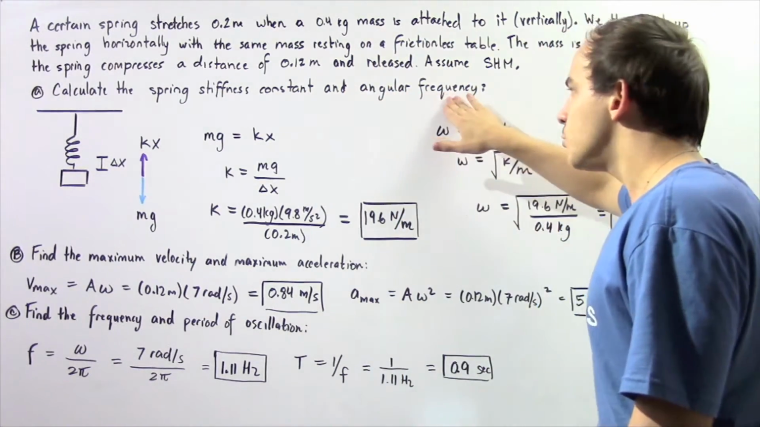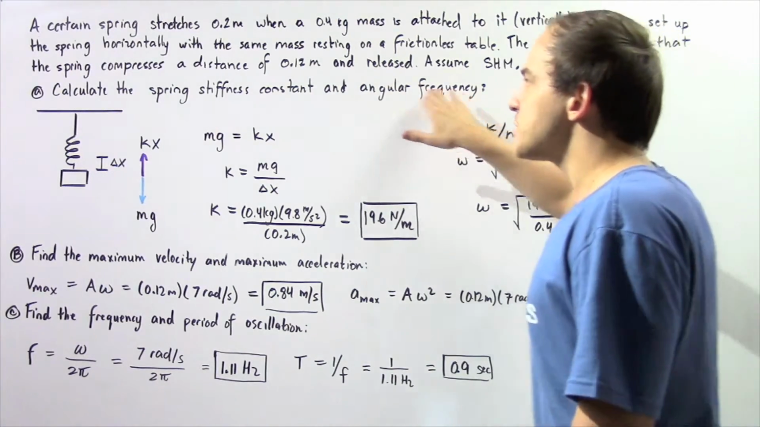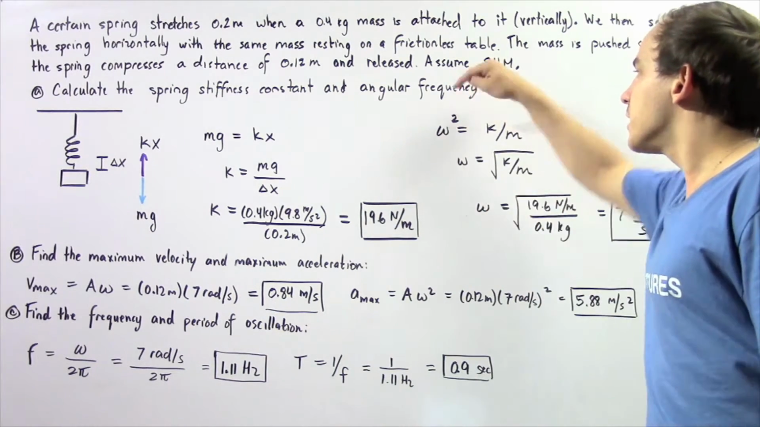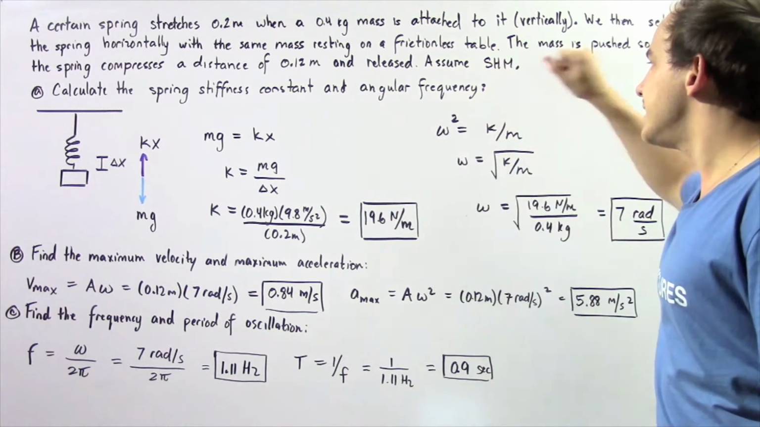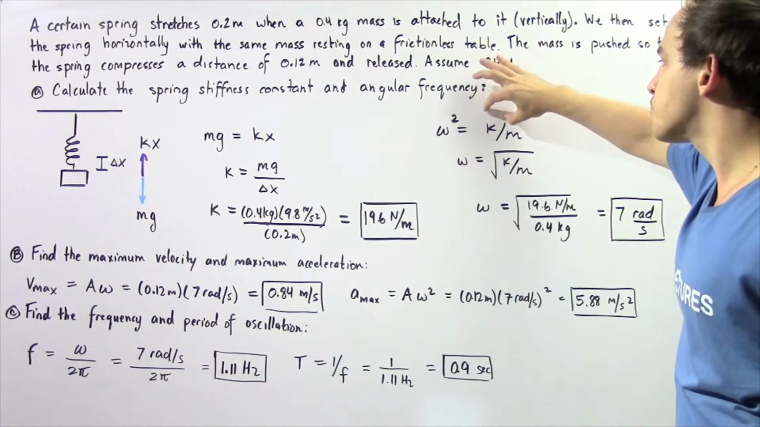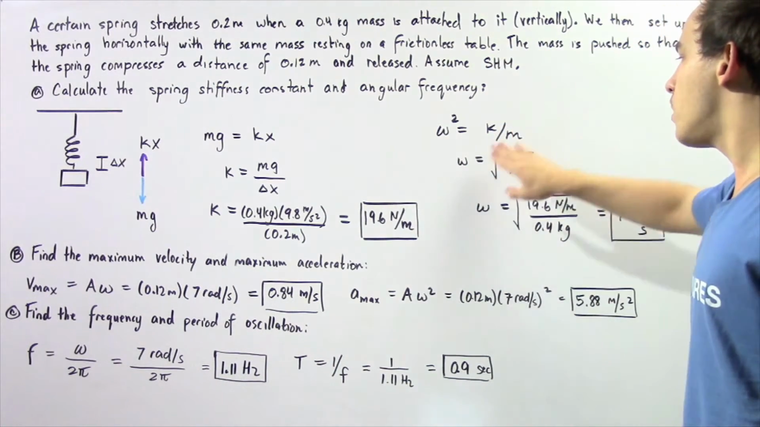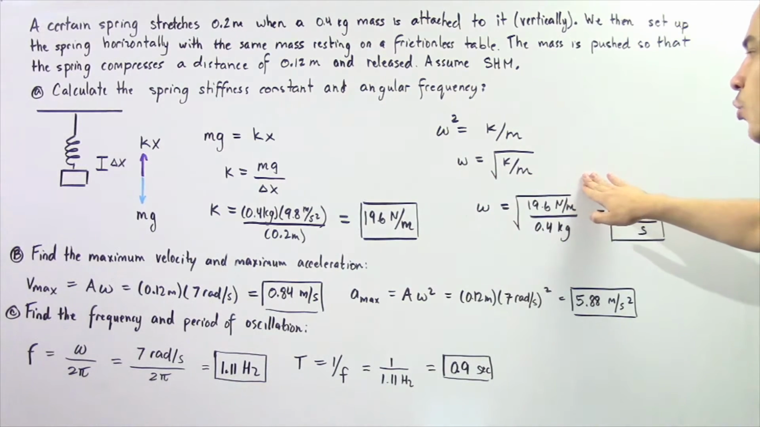Now we want to find the angular frequency. So angular frequency is related to the spring stiffness constant by the following equation. The square of our angular frequency is equal to the ratio of the spring stiffness constant to the mass. So we take the square root of both sides and we get the following equation.